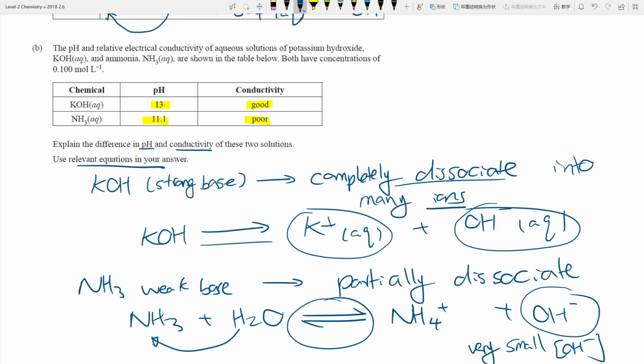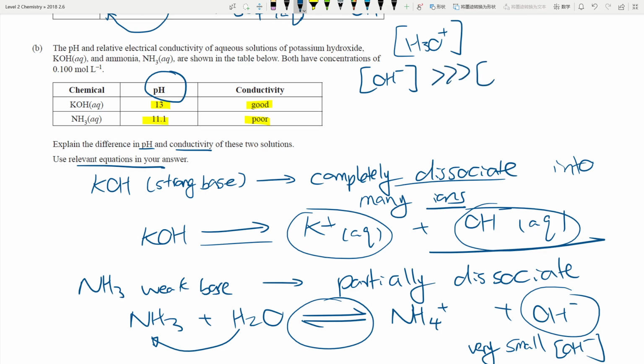Okay, so what does the pH depend on? pH depends on the concentration of H3O plus. Okay, so obviously the more OH minus ions you have, you did this in year 11, the higher the pH. That's why the pH is higher for the potassium hydroxide compared to the ammonia, because there are more OH minus ions as a result of dissociation.